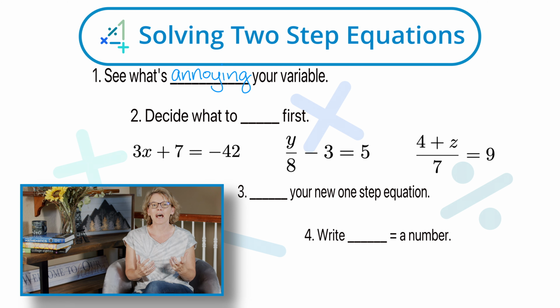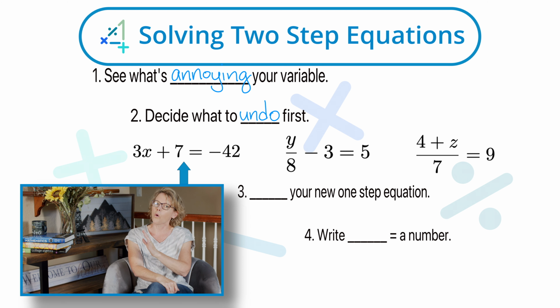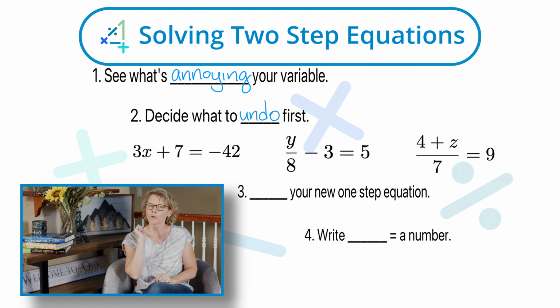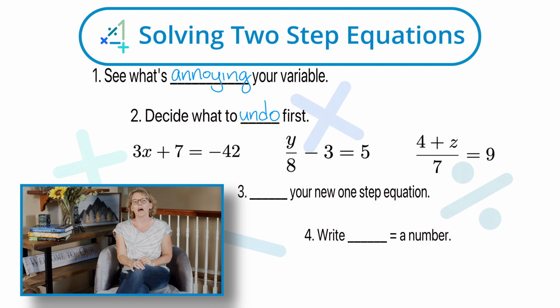Step 2, decide what to undo first. It will depend on what type of problem you are doing, so let's give some examples here. If you have problems that look like this, 3x plus 7 equals negative 42, or y over 8 minus 3 equals 5, the best choice for these will be to add or subtract first, or think of it as undoing the operation farther away from your letter. For the first one, we would get rid of the 7 first. For the next one, we would get rid of the negative 3 first.